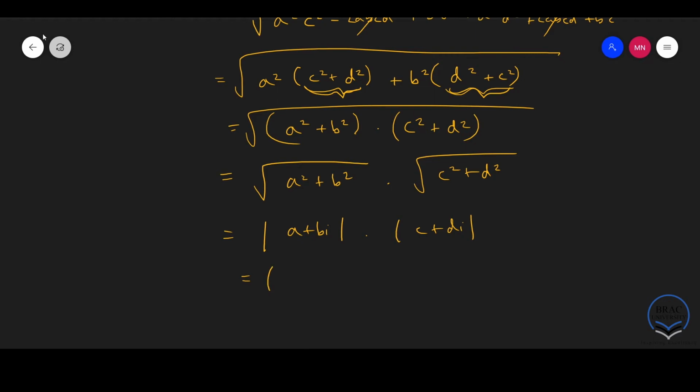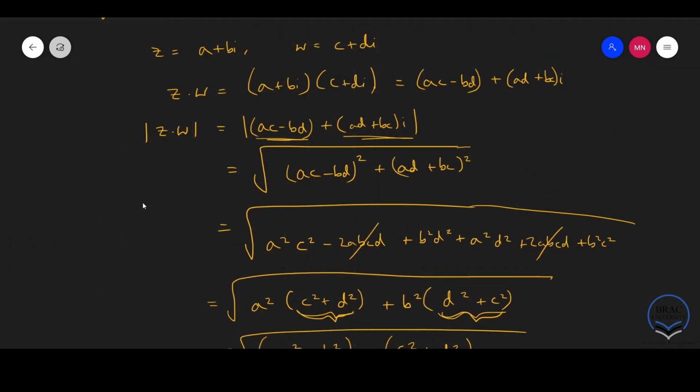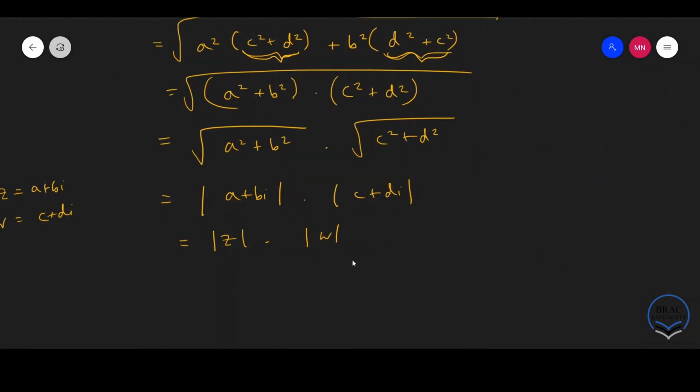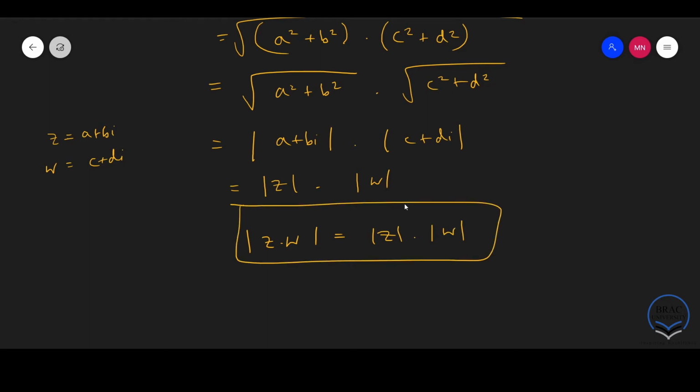Which is equal to the magnitude of z times the magnitude of w, right? We showed that z is a plus bi and w is c plus di. So we started off with the magnitude of the product of these two complex numbers, and that is equal to the product of these two magnitudes. So the magnitude of z times w is equal to the magnitude of z times the magnitude of w. So we have just shown this.